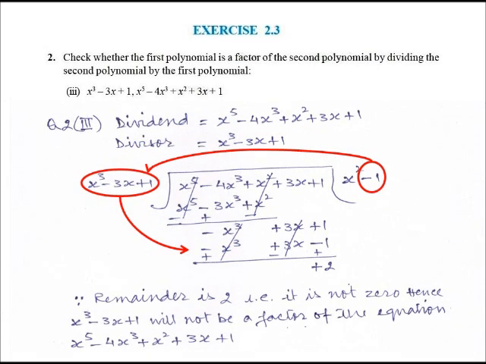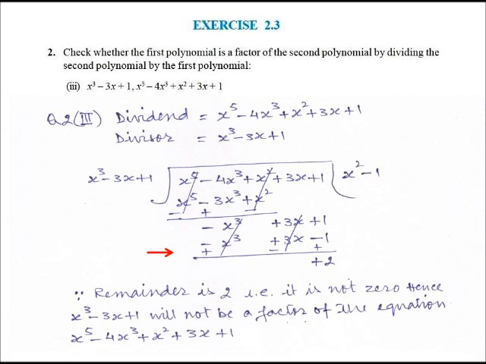Now you will multiply the divisor x cube minus 3x plus 1 by minus 1. When we multiply x cube by minus 1, we get minus x cube, that will be written under minus x cube, and when we multiply minus 3x by minus 1, we get plus 3x, that will be written under plus 3x, and when we multiply 1 by minus 1, we get minus 1, that will be written under plus 1. Now we will change the signs of the lower line.